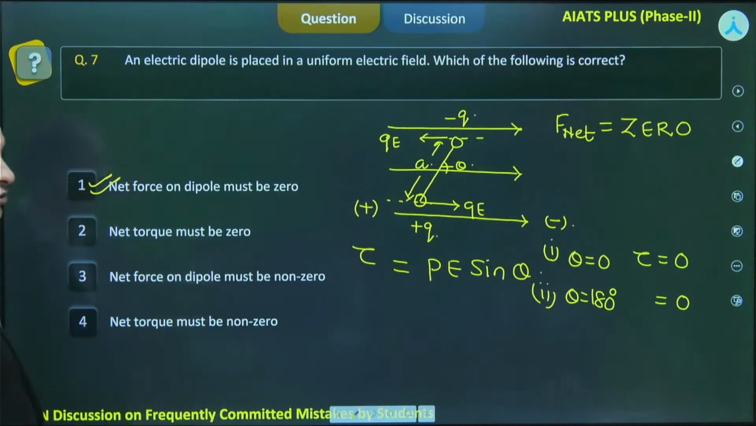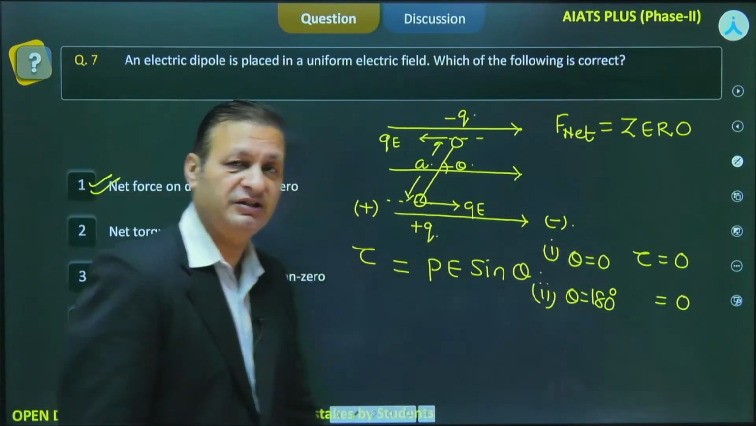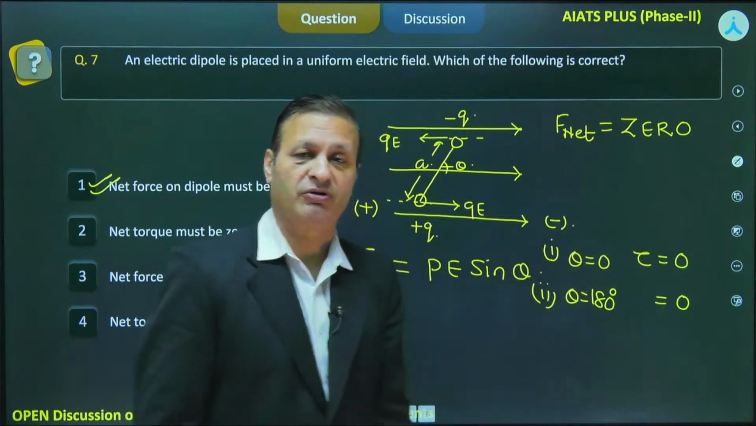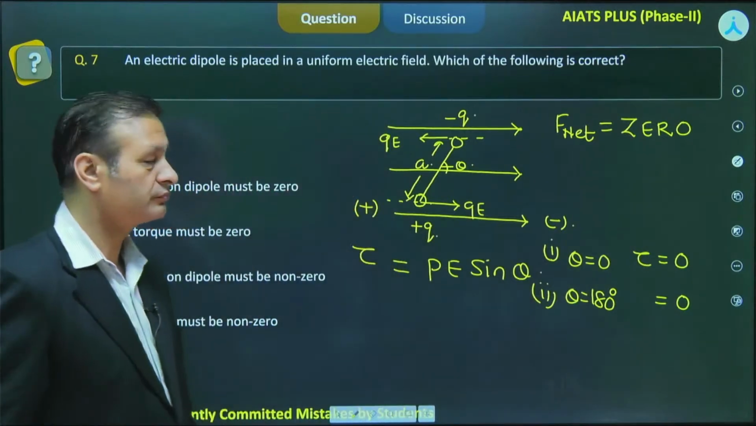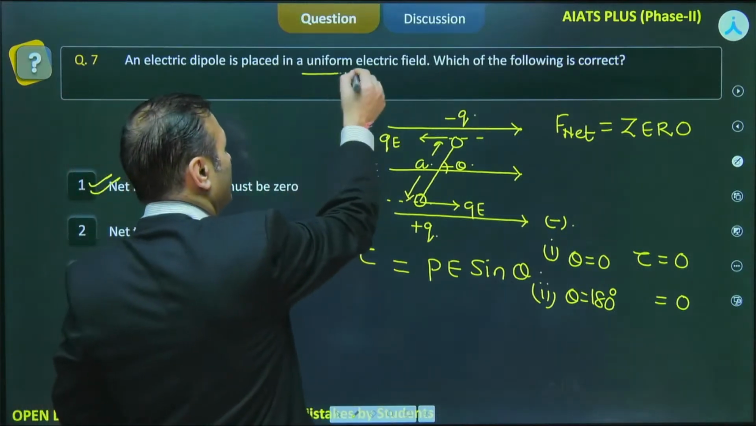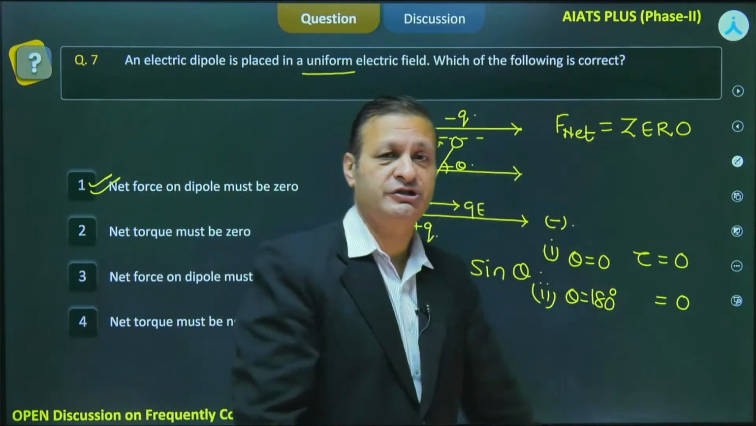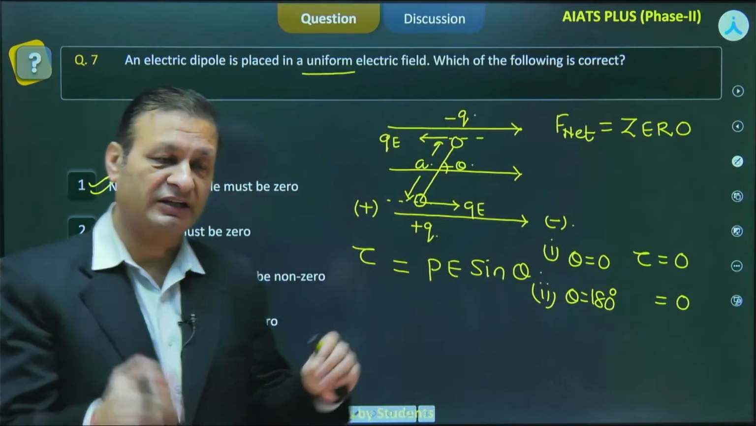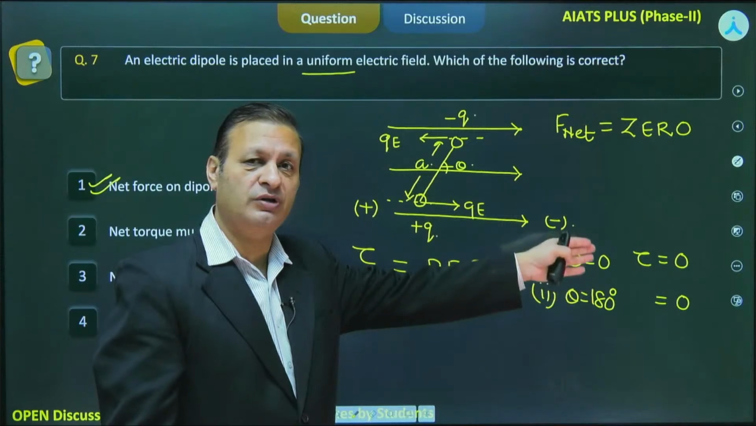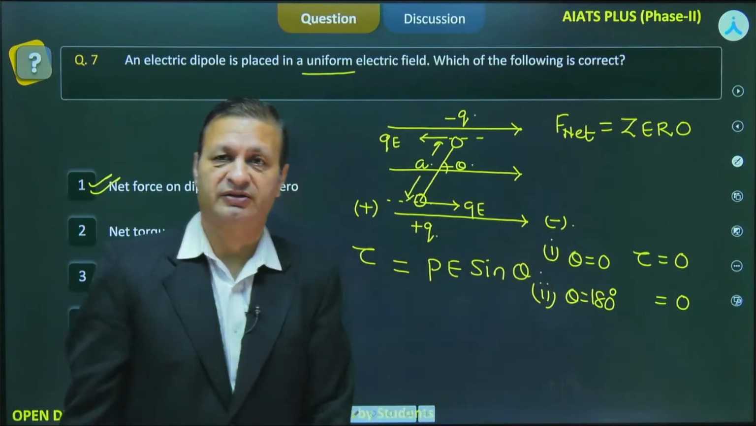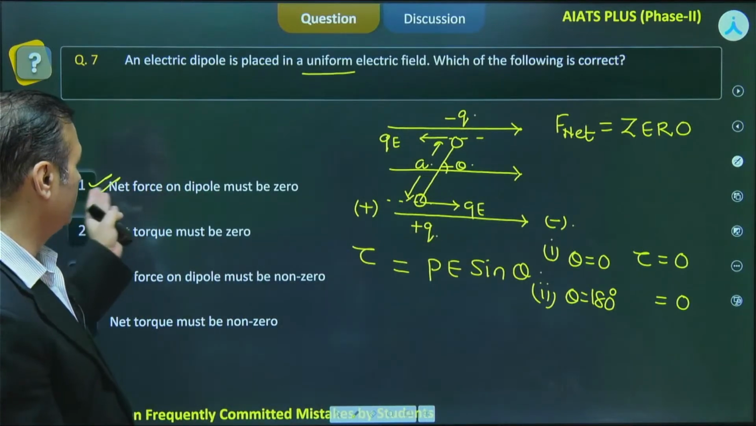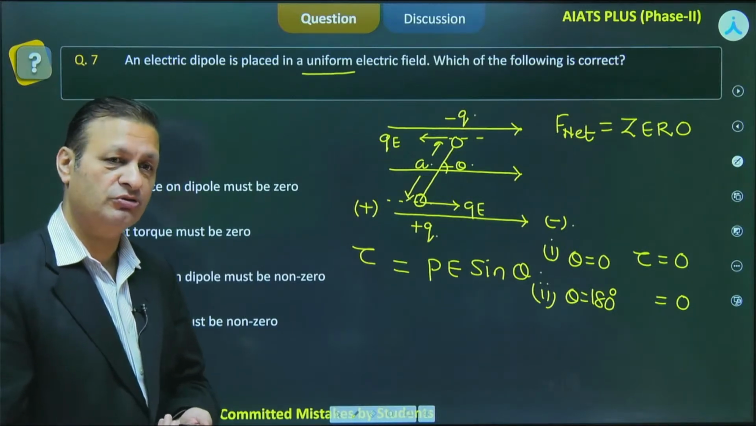Net torque must be 0? No, because there is no such condition given to us. Net force on the dipole must be non-zero? No, that is not the situation, because the electric field is uniform. So we have to be very careful while answering this question, because the electric field is uniform. The net force is 0 only in the case of a uniform electric field. Net torque must be non-zero? Since it says must be, torque can also be 0. So the appropriate answer is that the net force on the dipole must be 0.